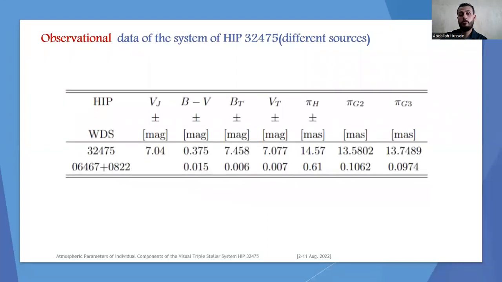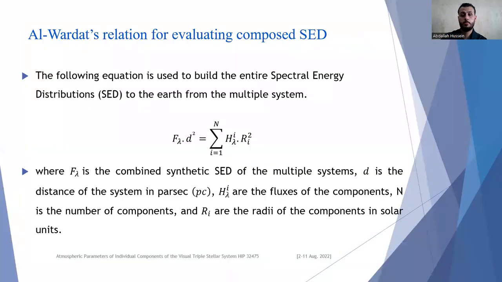For observational data, we have visual magnitude, color index, and blue and visual filters from Tycho, the parallax of Hipparcos, the parallax of Gaia Data Release 2, and the parallax of Gaia Data Release 3. This is the relation used to build spectral energy distributions for the entire system of multiple stars. Here we have the flux of the system, this is the distance, and here H of lambda and radius. H of lambda is the flux of individual components. We can get this flux from any model atmospheres, and here we use Atlas 9 Kurucz models.